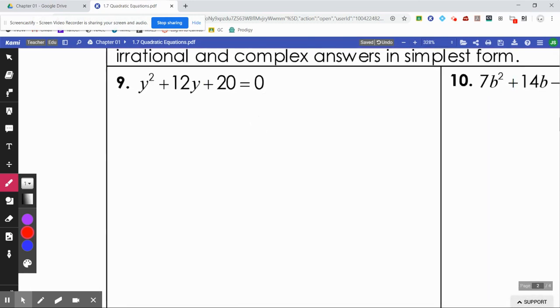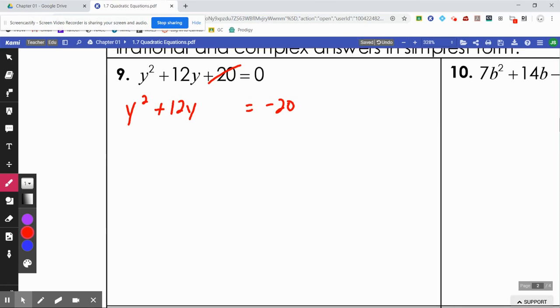Okay, here's my steps. Step number 1, always move my plus 20 over, which I believe is different from their steps. So y squared plus 12y equals negative 20. Step number 2, if there is a number out front, it has to be factored. Since it's 1 here, we're fine. Now we're going to complete the square. If you don't remember how to complete the square, this 12, you always take half of it and then you square it. And you get a positive 36.